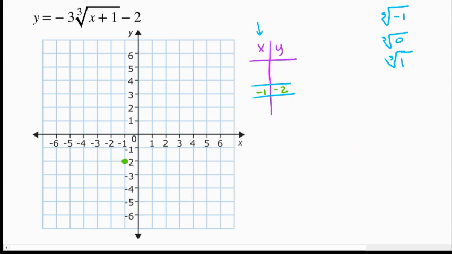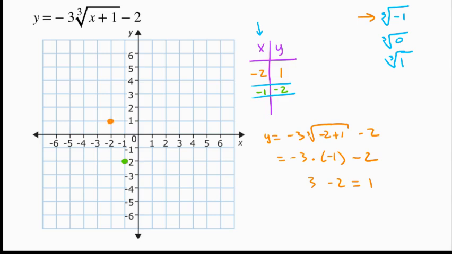Once I have this, the rest is kind of easy because I usually just shift over 1 unit for the most part. The idea is I want to plug in an X value that gives me the cube root of -1. So I'm going to plug in -2 next, because that gives me y equals -3 times the cube root of -2 plus 1, minus 2. That gives me -3 times the cube root of -1, which is -1. That gives me +3 minus 2, which is just 1. So -2, 1.